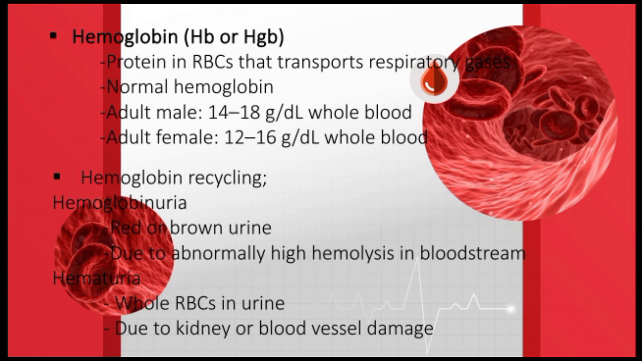There are two kinds in hemoglobin recycling, hemoglobinuria and hematuria. Hemoglobinuria is red or brown urine due to abnormally high hemolysis in the bloodstream. Hematuria is whole red blood cells in urine due to kidney or blood vessel damage.